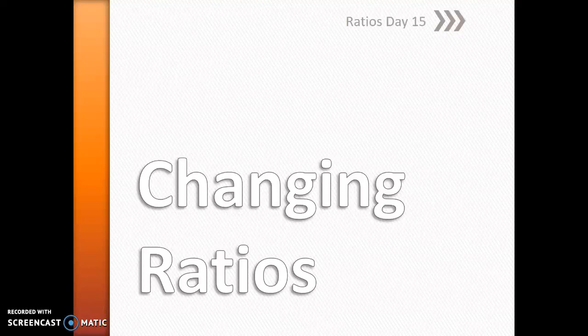Hey guys, this is day 15 of our ratios unit, and today we're going to get into a new concept called changing ratios. In these kinds of problems, you're given a before situation, then something changes with somebody's number of units or items, and then you have an after situation where you have to find a new ratio, and then find a new amount or something like that.